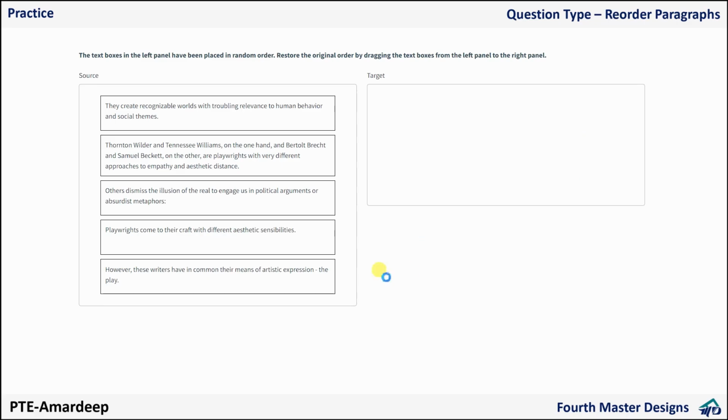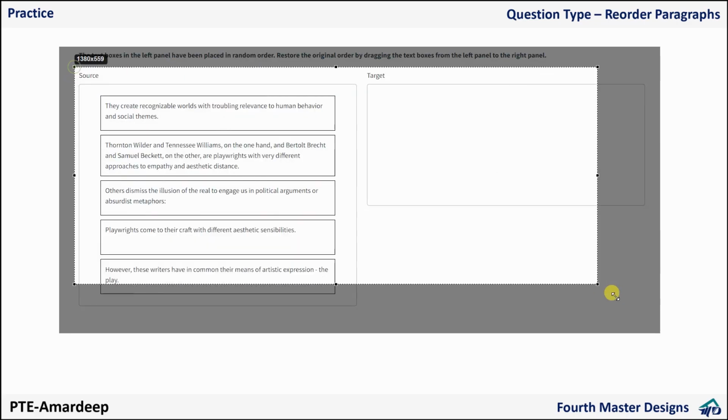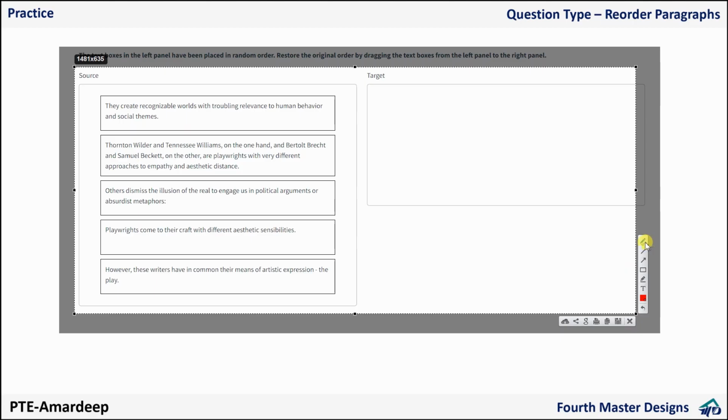Okay, so see here what is written. The very first one is "they create." So it means it is referring to someone, "they." The names are there, Thornton Wilder and Tennessee Williams. "Others dismiss." So this can't be my start. "Playwrights come to their craft." "However, these writers," so it is again referring, so this can't be my start. I am left with this one and this one.